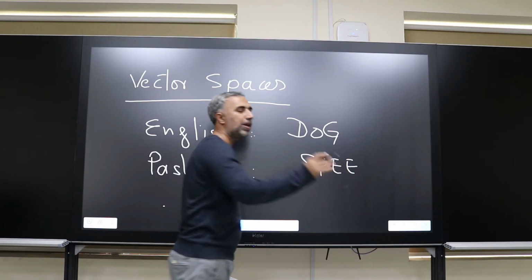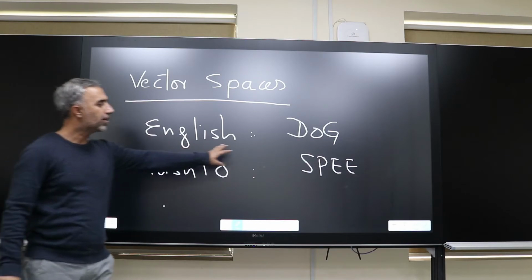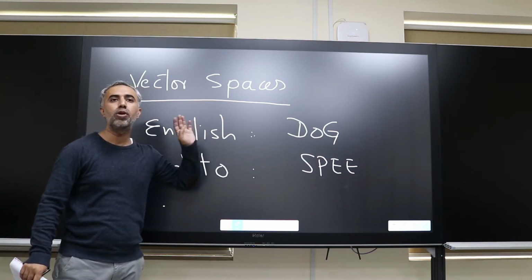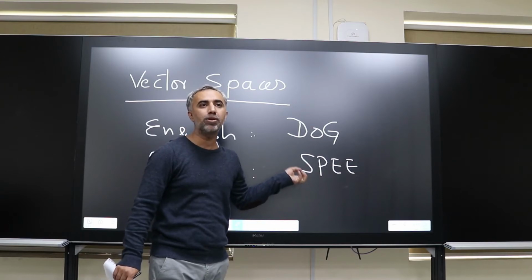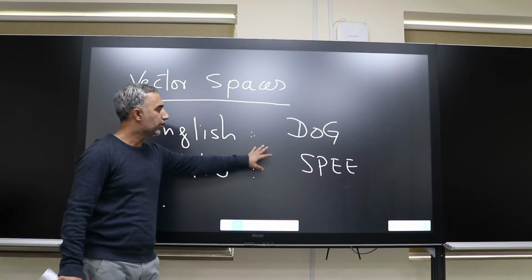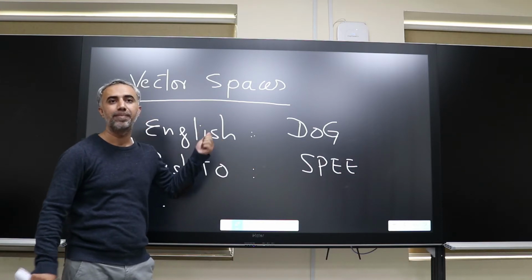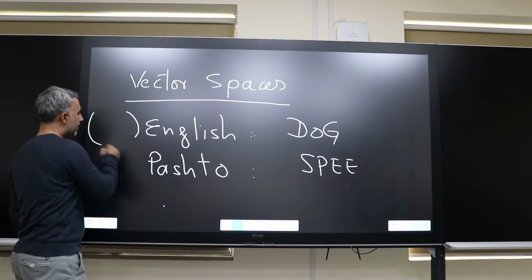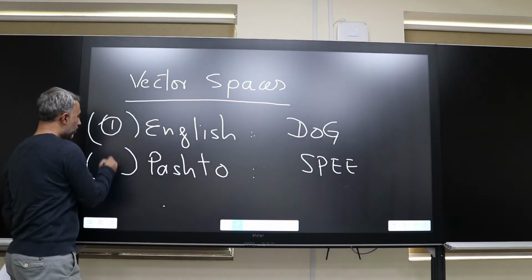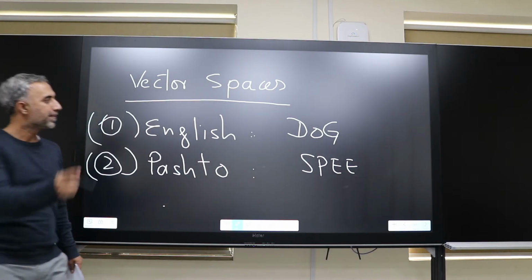Okay, please try to understand. Here, dog and its Pashto word, both are the same vector, both are used for calling a dog. But the bases here, these are two languages, 1, 2. Bases are different.